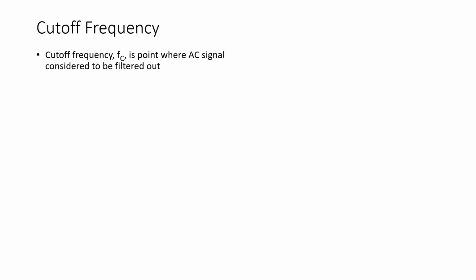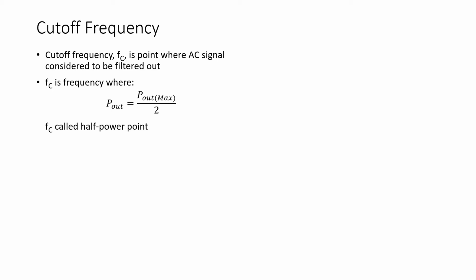Now, when discussing and quantifying filter circuits, one of our most commonly used metrics is the cutoff frequency. Cutoff frequency is symbolized with F subscript C, F sub C, and the cutoff frequency is the frequency where the AC signal is considered to be filtered out.